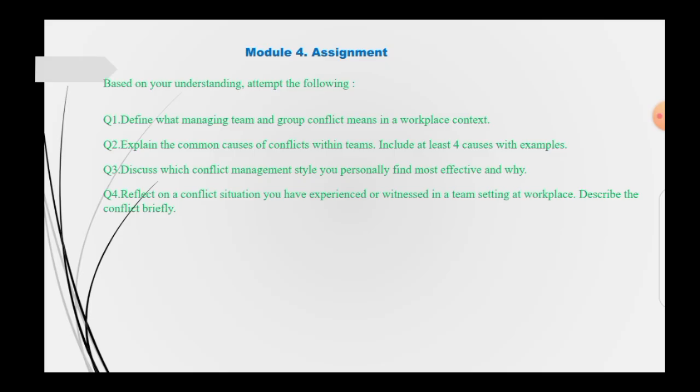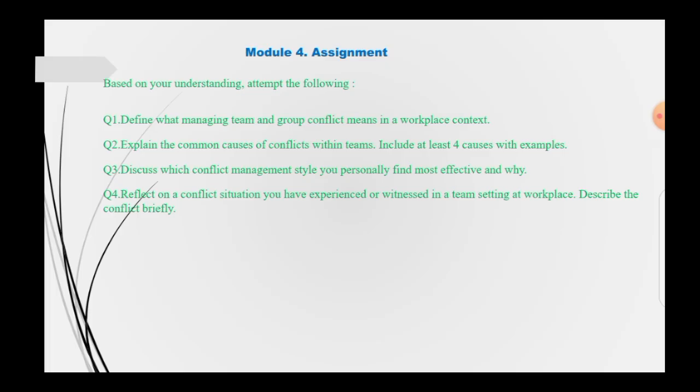Question number 1. Define what managing team and group conflict means in a workplace context. Question number 2. Explain the common causes of conflicts within teams. Include at least 4 causes with examples. Question number 3. Discuss which conflict management style you personally find most effective and why. Question number 4. Reflect on a conflict situation you have experienced or witnessed in a team setting at workplace.